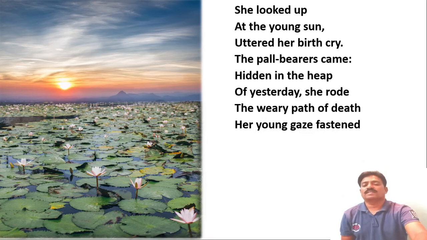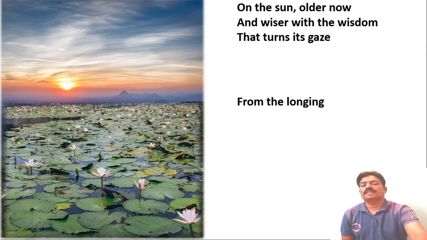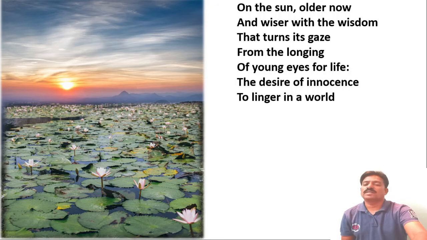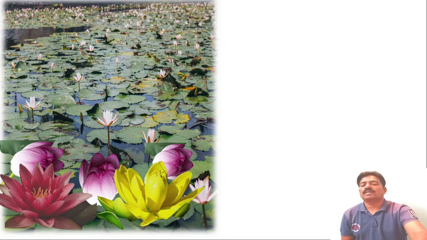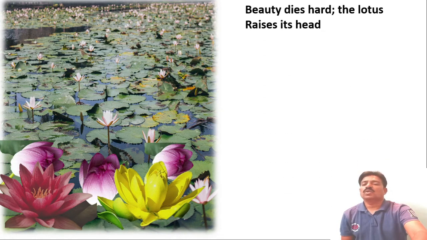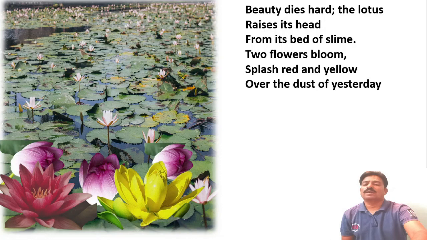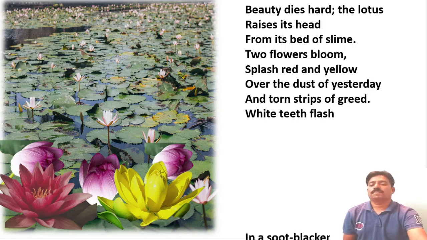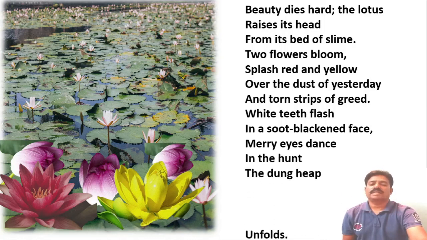Her young gaze fastened on the sun, older now, and wiser with the wisdom that turns its gaze from the longing of young eyes for life. The desire of innocence to linger in a world with wonder long dead. Beauty stretching skeletal arms to the sun whose first rays once smiled on a new world. Beauty dies hard. The lotus raises its head from its bed of slime. Two flowers bloom, splash red and yellow over the dust of yesterday, and torn strips of greed. White teeth flash in a suit, blackened face. Merry eyes dance in the hunt. The dung heap unfolds.